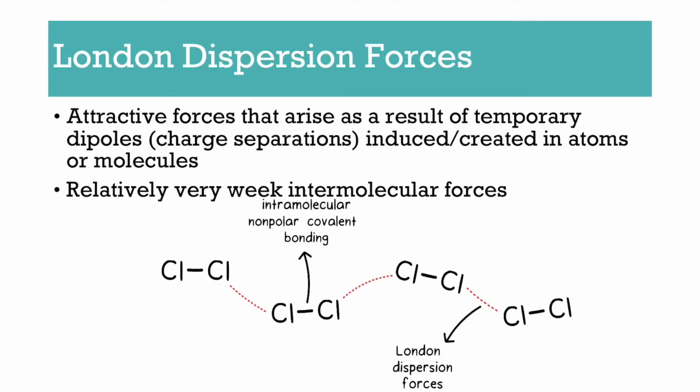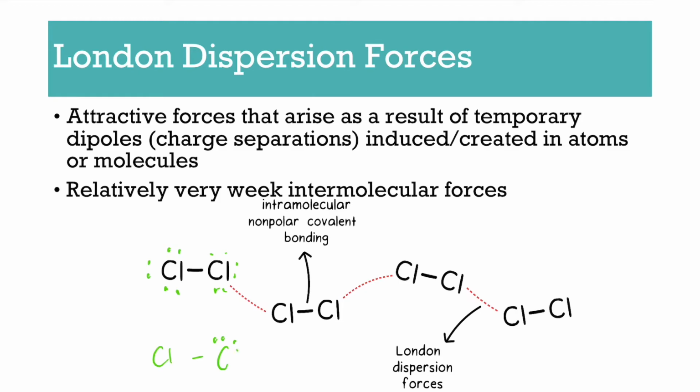Okay. So last one is London dispersion forces. And these are very temporary and very weak. And really, it's just a temporary, induced dipole in the atom. So if we look at an example of chlorine, chlorine, remember, has all those electrons around it. Now, remember, electrons are always moving. They're not stationary.